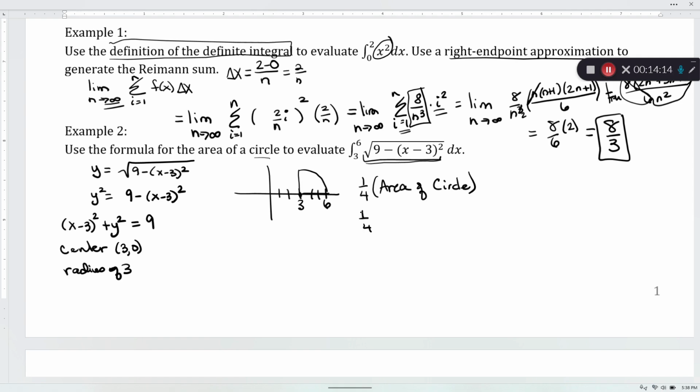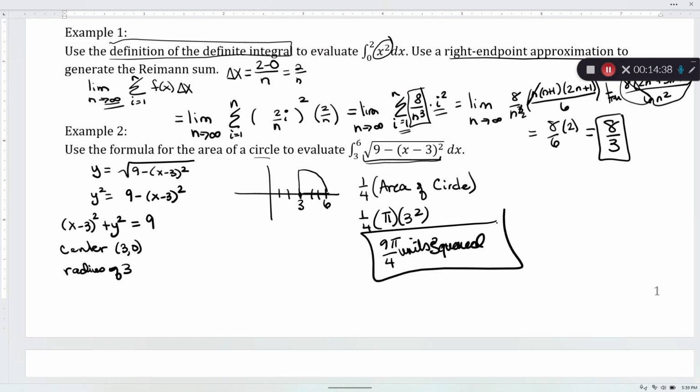So 1/4 pi r squared. Hey, r is 3 here. So we're going to get 9 pi over 4. It's just area of it, so units squared. There you go. All right, that one wasn't so bad, hopefully.